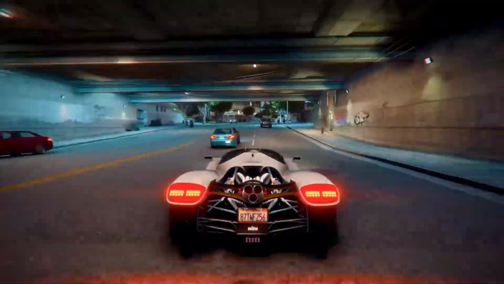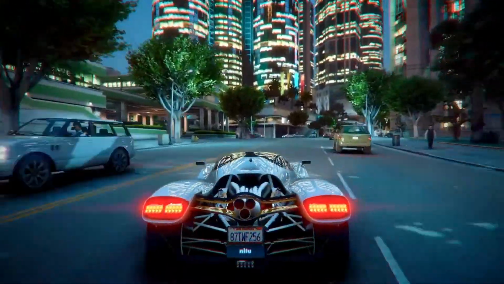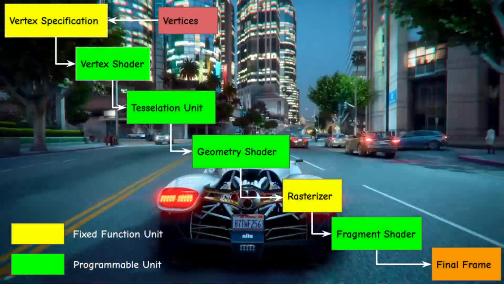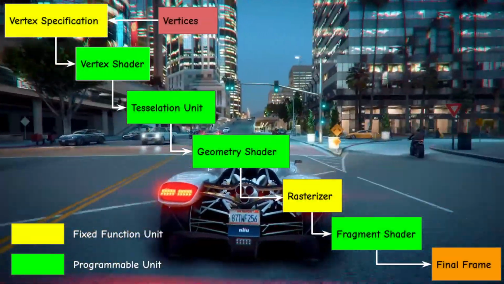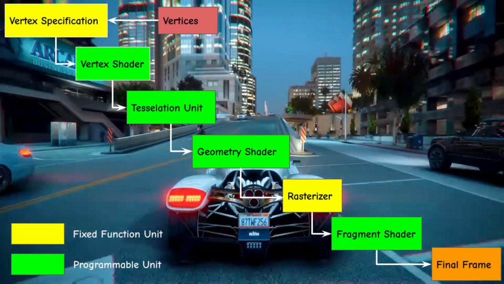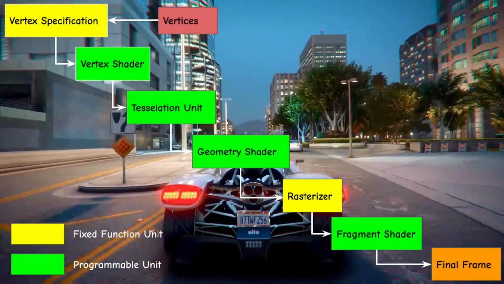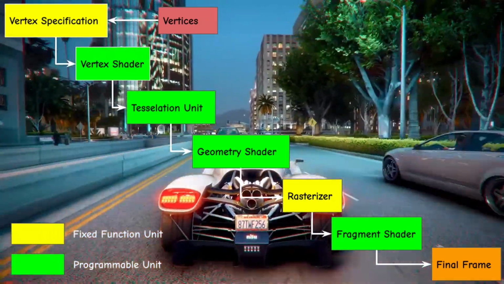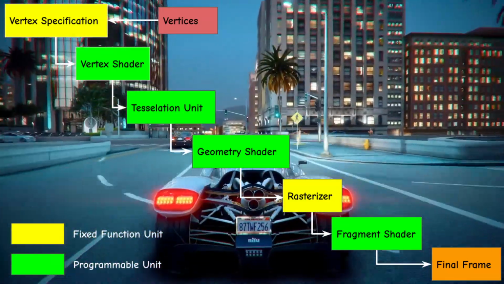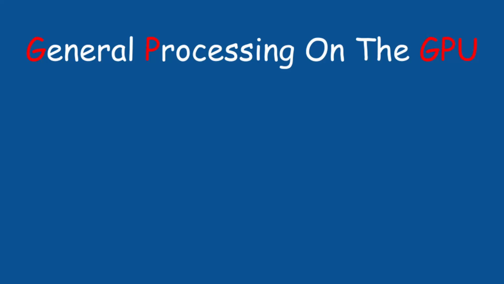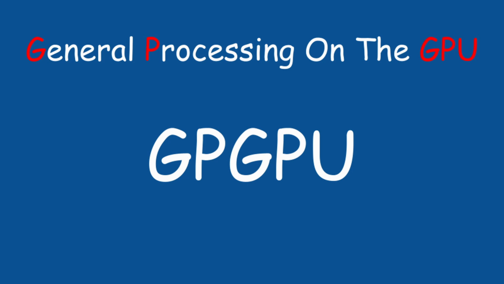But there is one problem that we need to overcome, and that is the programmable graphics pipeline. The familiar structure of going from the vertex shader down to the rasterizer and the fragment shader imposes too many restrictions on the implementation of general-purpose parallel algorithms. Out of this need rose the concept of general processing on the GPU, aka GPGPU.